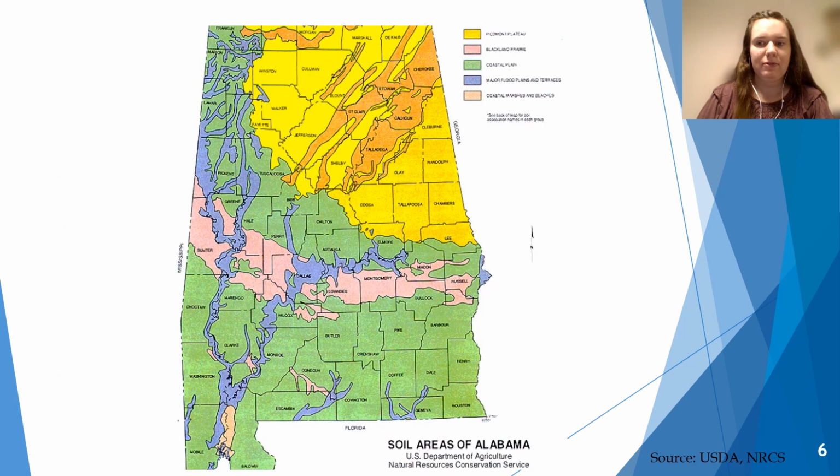Here's a soil map for Alabama. The pink area is where the shrink-swell clay, the vertisols, is primarily present, but soil maps are just a general estimation. There will still be this vertisol clay in other areas, even if it's not the dominant soil for that area.